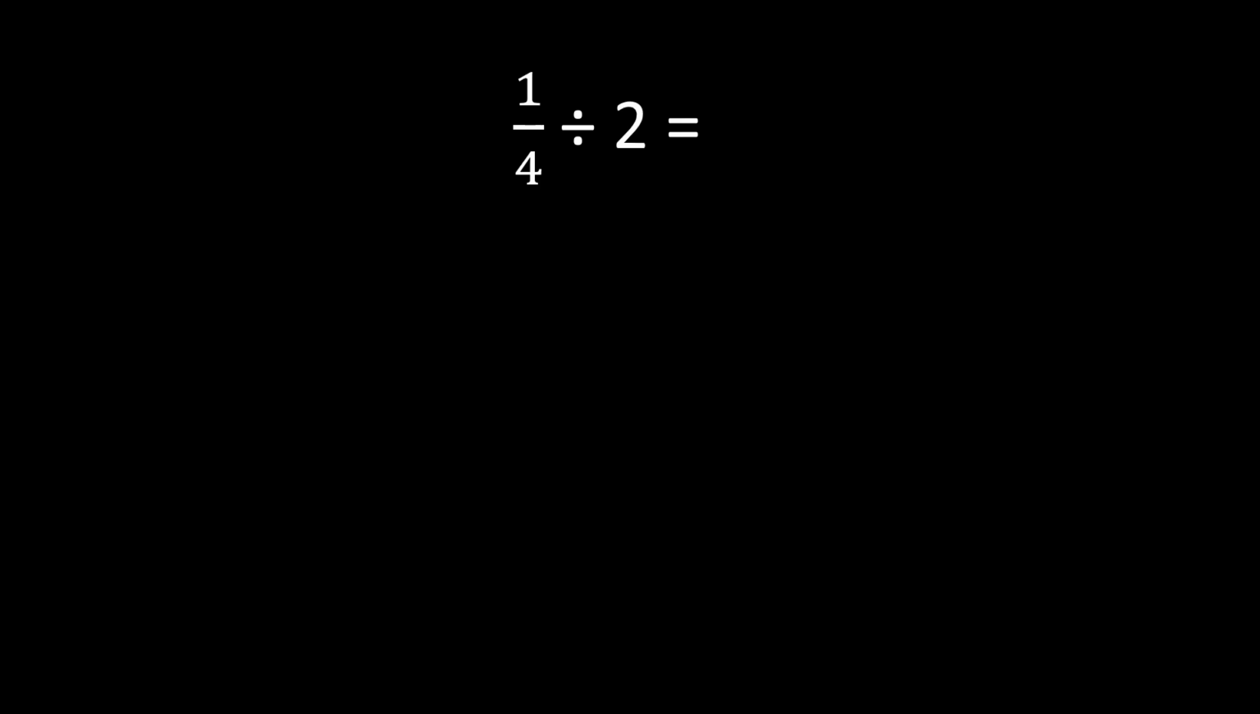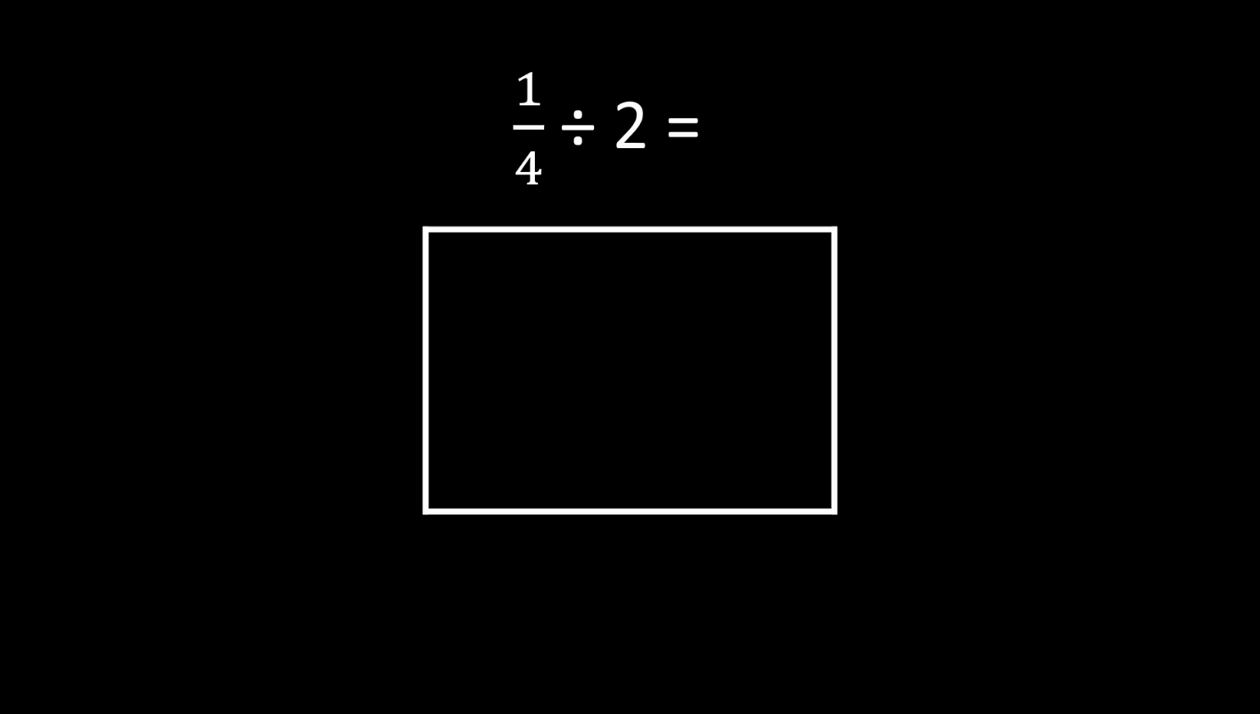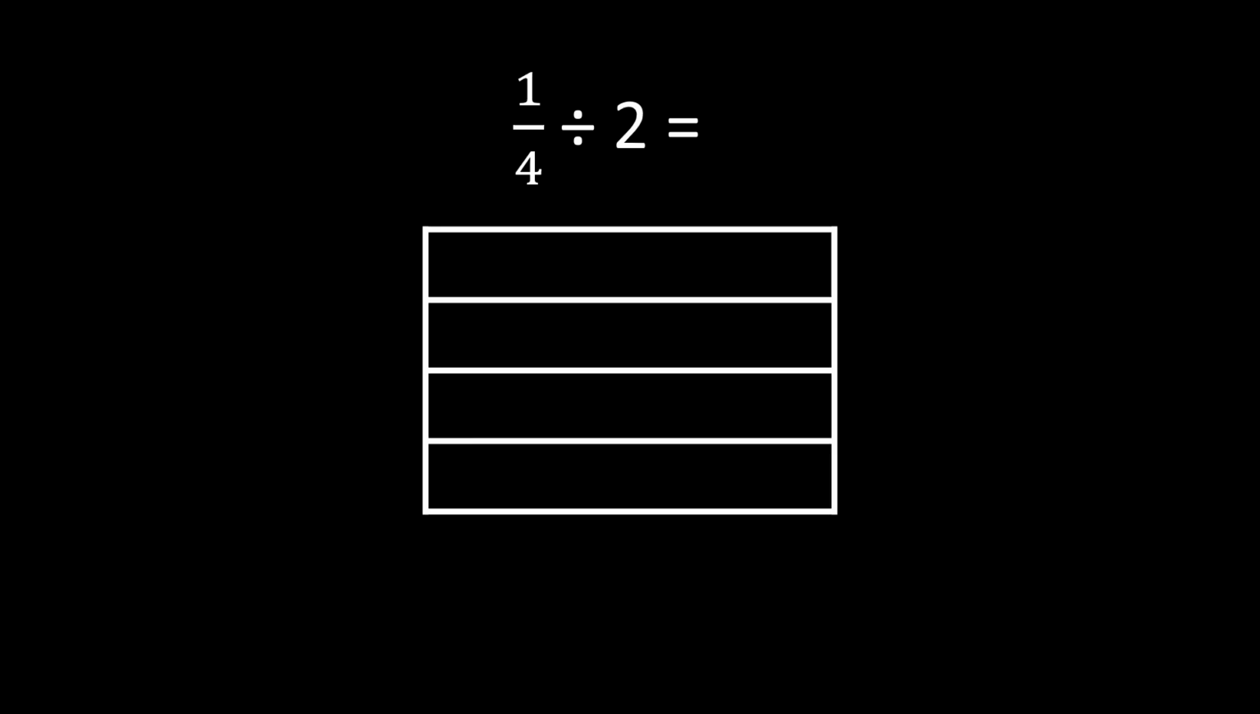Here we have 1/4 divided by 2, and to solve this problem using a model, I'm first going to draw a whole. Then I'm going to divide that whole into fourths and highlight 1/4. This problem is 1/4 divided by 2, so I need to divide the fourth into two parts. 1/4 divided by 2 is this section, so we need to know what part of the whole this section is.